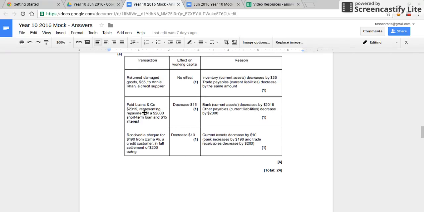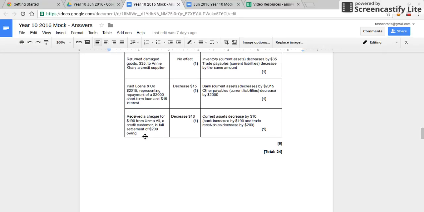This one, it's a little bit tricky. The key word in here is it's a short-term loan. If it's a short-term loan, it's a current liability. So the actual repayment of the short-term loan will have no effect because you will decrease the amount of money as either cash or bank by $2,000 and also reduce the current liability of a short-term loan by $2,000. But because you've paid interest of $15, that will appear as an expense in the income statement, but it will decrease the amount of cash the business has by $15.